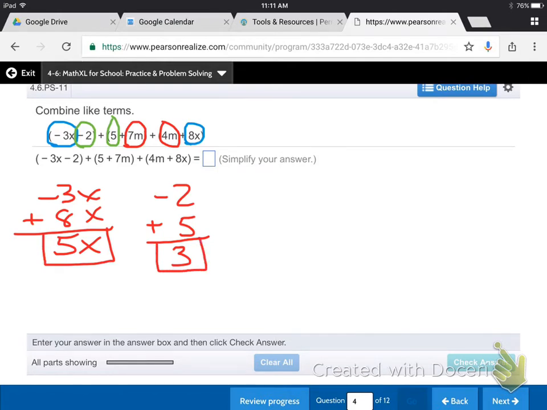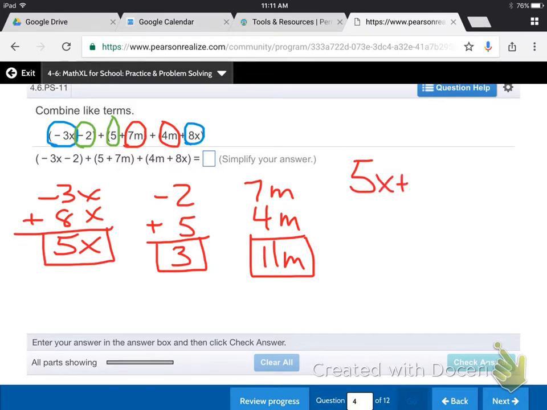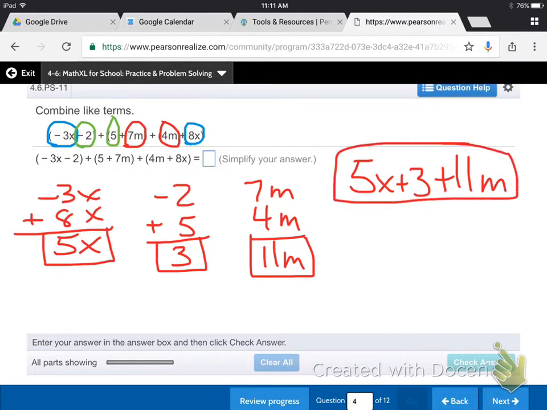And now let's do the last terms in the red circles. That's positive 7m plus 4m. That's also positive, which is 11m. So all those three terms are going to be in our answer. So if we just write them down, 5x plus 3 plus 11m, that is our final answer. And it goes right there.